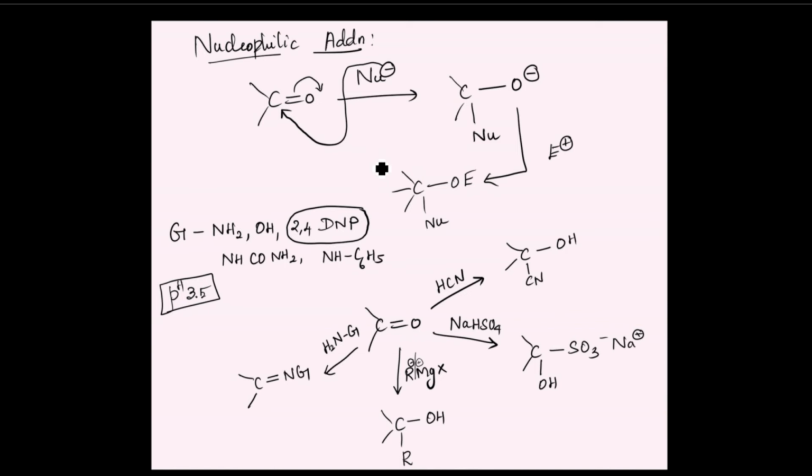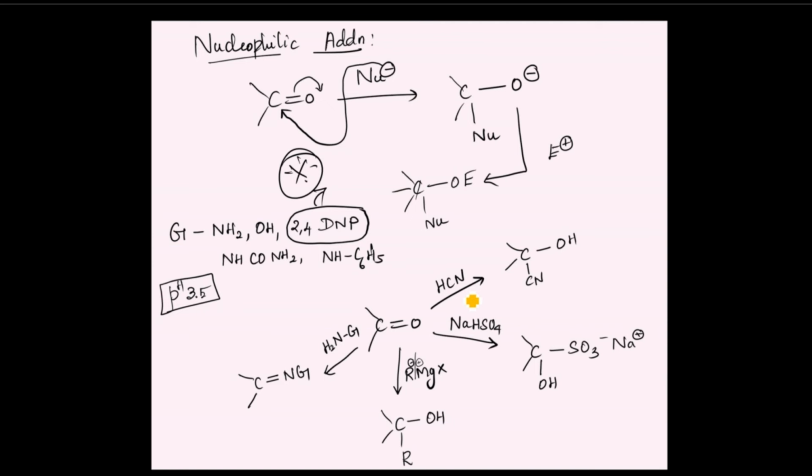Nucleophilic addition happens in an acidic medium, at a pH of around 3.5. The very important thing in nucleophilic addition is the 2,4-DNP reaction. This will be given as a clue point. If the 2,4-DNP test is positive, it means the free CO group is there. So that is an important clue point over here. Then comes HCN.